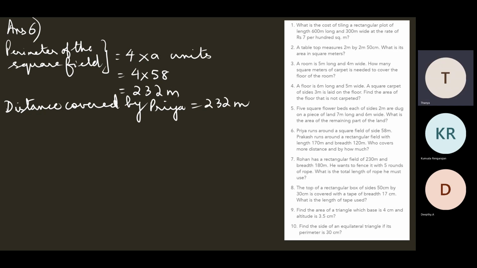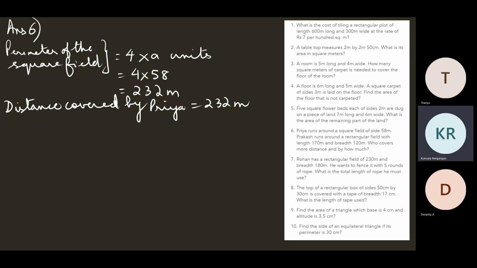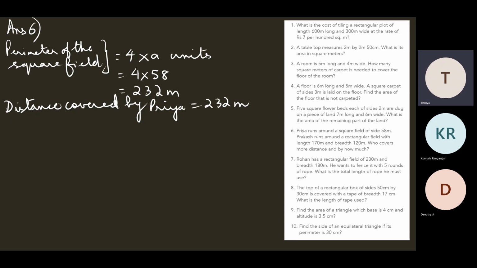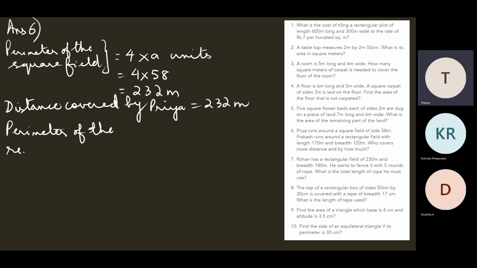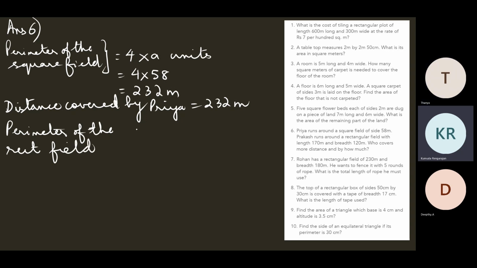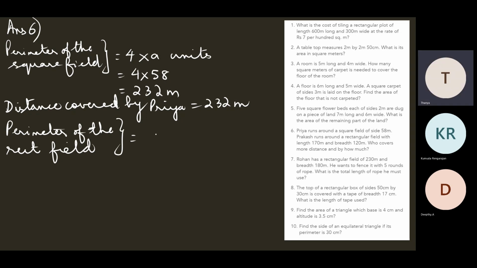Next, we have to find Prakash's distance. Correct. But what should I write next? Ma'am, perimeter, we have to find the perimeter of the field which Prakash covered. No, perimeter of the rectangular field. What's the formula? 2 into L plus B. Square units or units?